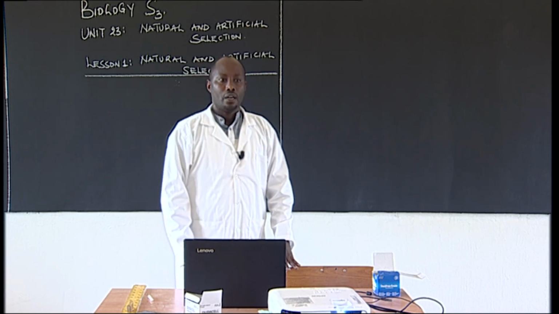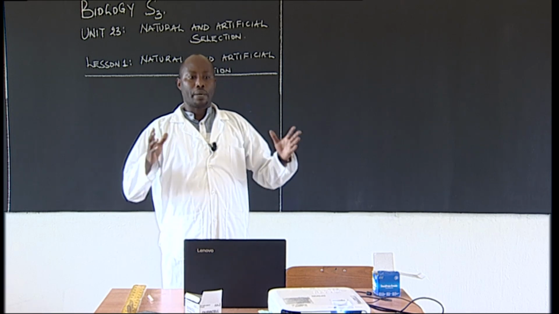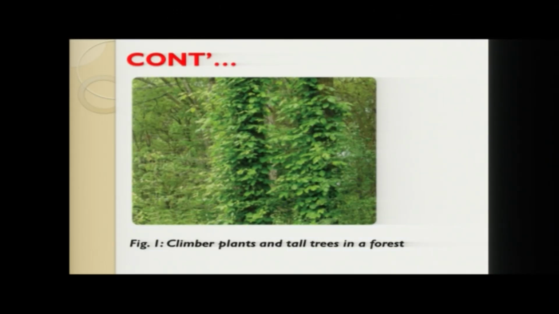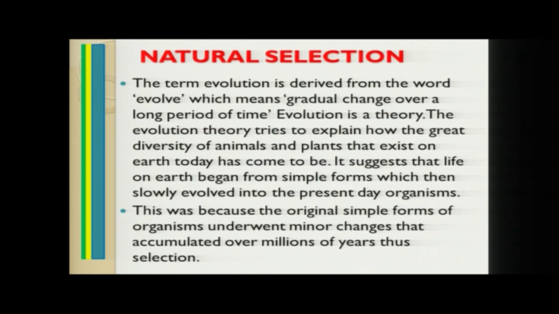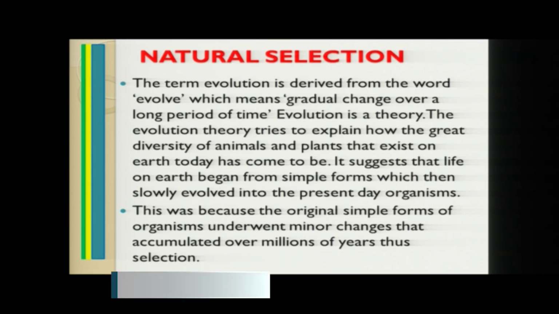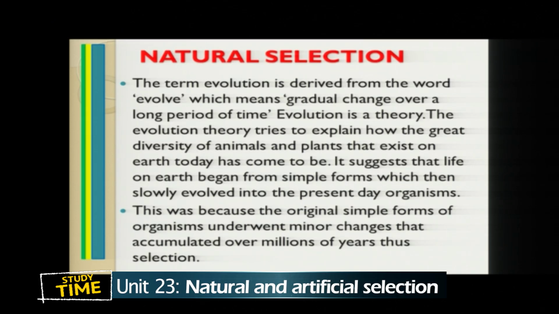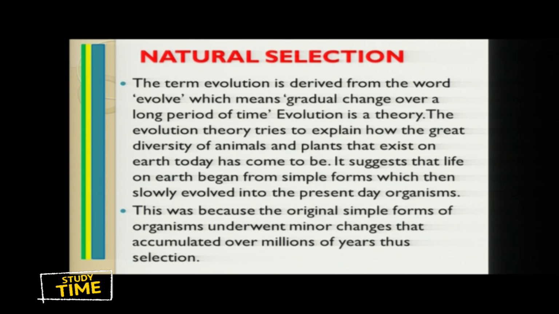So this is the diagram, a climbing of plants and tall trees in the forest. Maybe in a forest there are some plants that are trying to climb trees in order to reach where there is sunlight, all right? In that process, this can be selected naturally, natural selection, okay? So the term evolution is derived from the word evolve, all right? Which means a gradual change over a long period of time. Then when we talk about people evolved from monkeys and apes, from chimpanzees, that's when we talk about evolution.